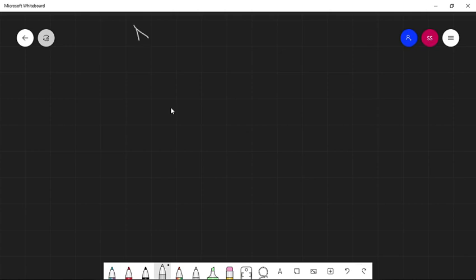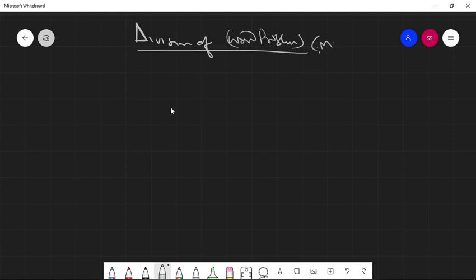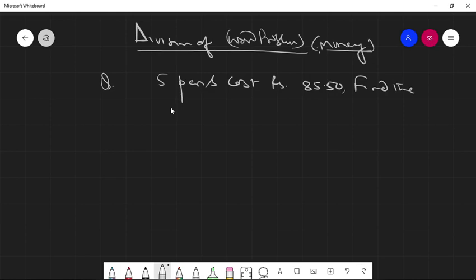Now finally, about word problems under division, including money. So dear students, suppose we are given a question. I will start from the question. 5 pens cost Rs 85 rupees 50 paisa. Find the cost of one pen. It's an interesting question.